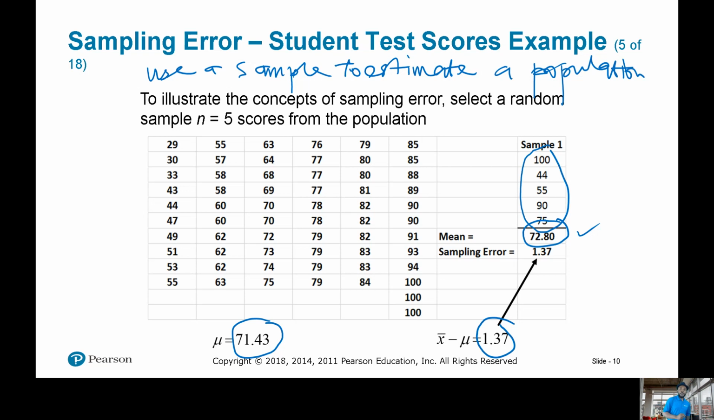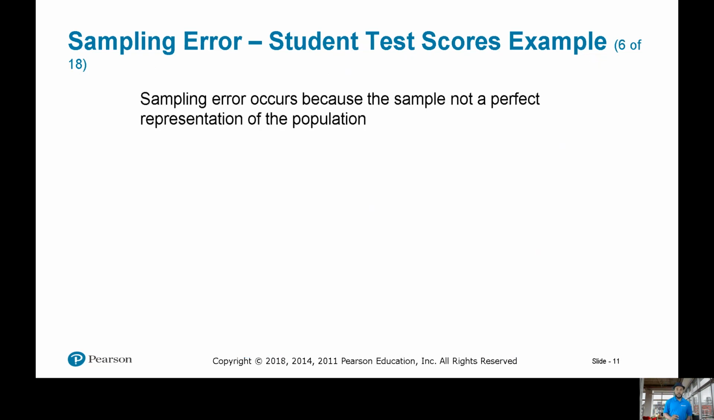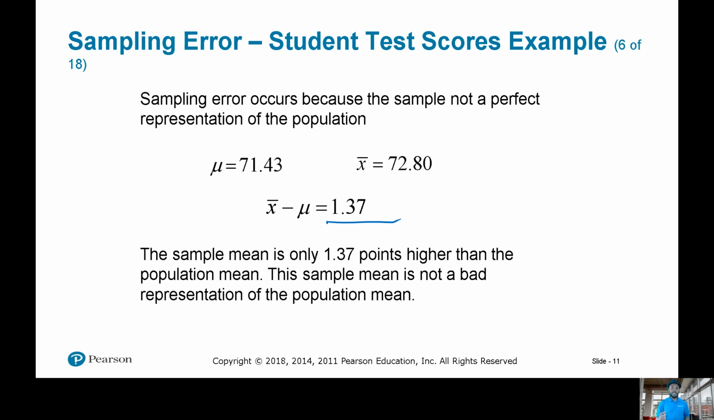All right. Let's look at what we just did there. Sampling error occurs because the sample is not a perfect representation of the population. We have the population mean is 71.43. The sample mean is 72.80. How do we interpret this difference? We can see here that the sample mean is only 1.37 points higher than the population mean. This sample mean is not a bad representation of the population mean.